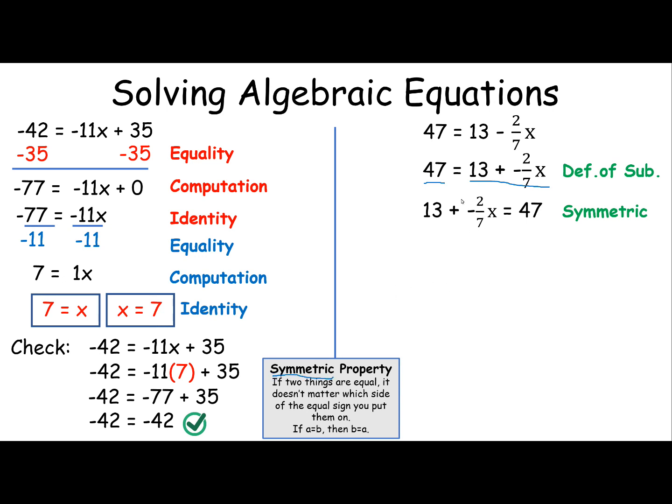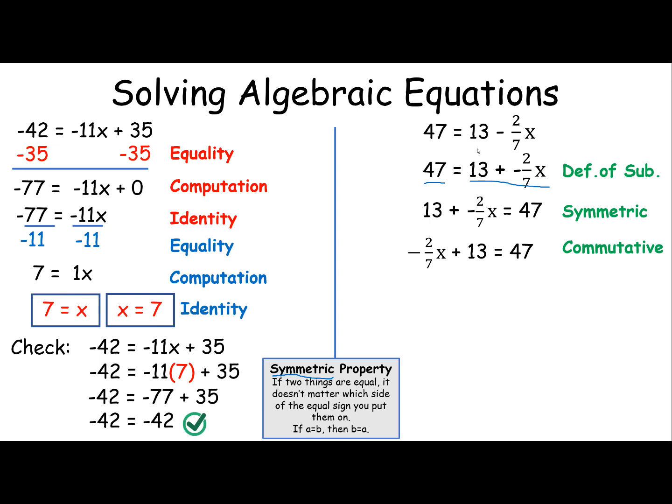Here's what I'm going to throw in for you. I don't like the fact that this is 13 plus negative 2/7 x. I could solve it this way, but to me, it makes more sense if the plus 13 is on the other side. Do you remember what rule says I can switch the order on my addition? That's the commutative property. Commutative property says if two things are added, it doesn't matter which one comes first. Now this feels a whole lot better to me.